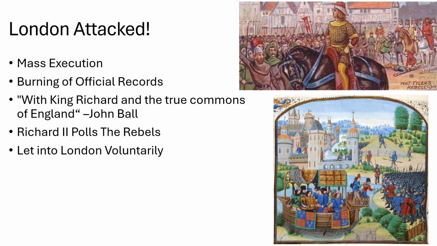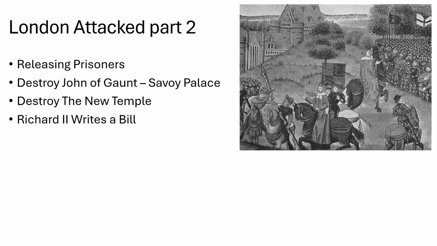So, as King Richard leaves, they continue to march on London, and despite King Richard not really liking the sound of these proposals, the Londoners loved it. And they were friendly with the rebels, and they just threw open the drawbridge voluntarily. Come on in.